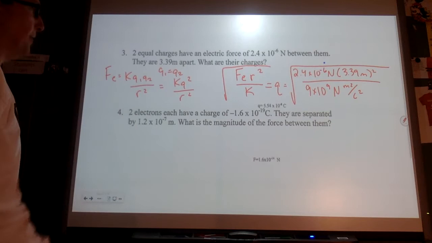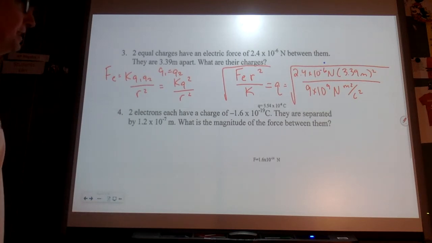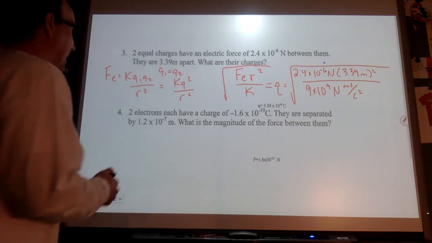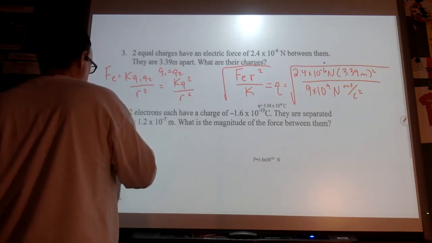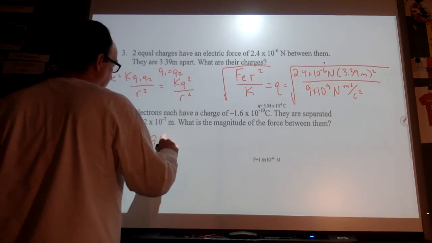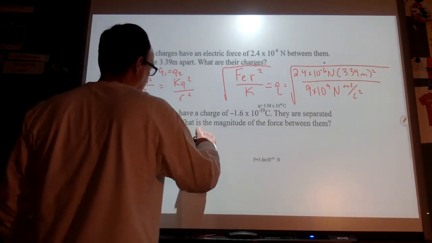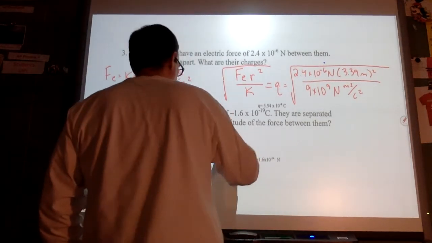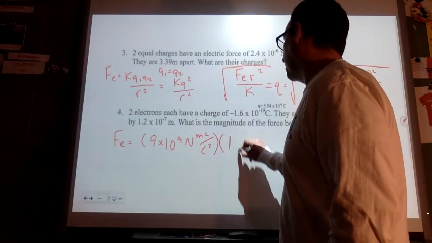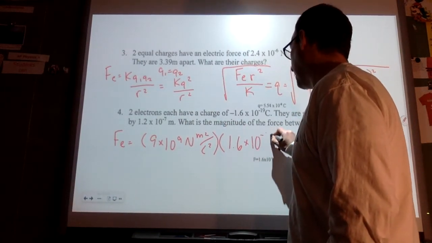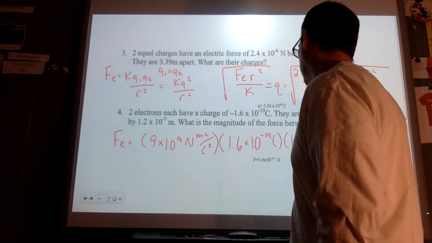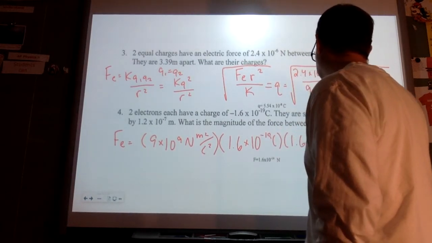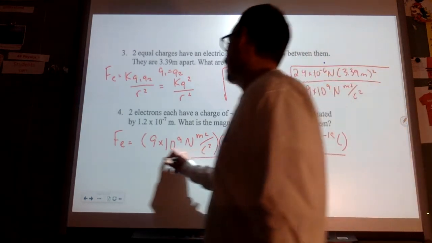Two electrons each have a charge of negative 1.6 times 10 to the negative 19th. They're separated by 1.2 times 10 to the negative 7 meters. What's the magnitude of force? Again, this is going to be another just plug and chug. But this is useful to do since this is the only equation in this section. And I'm not going to test us on this section. We're going to combine this with circuits.